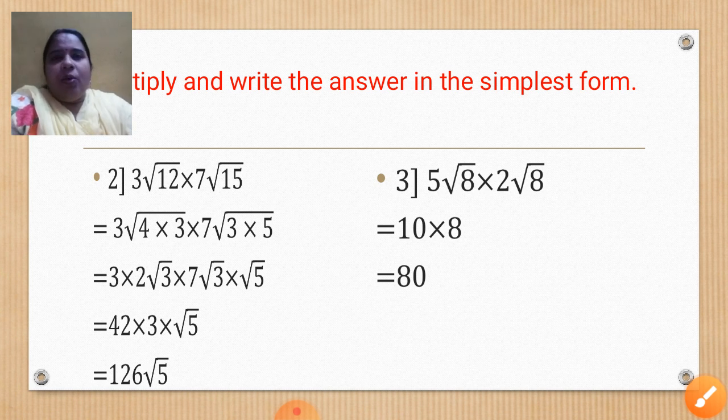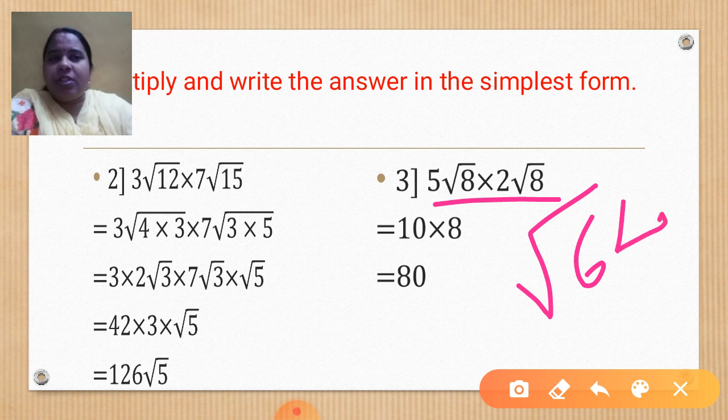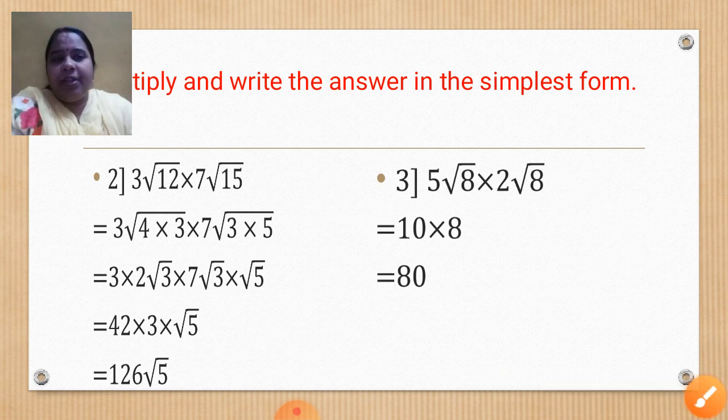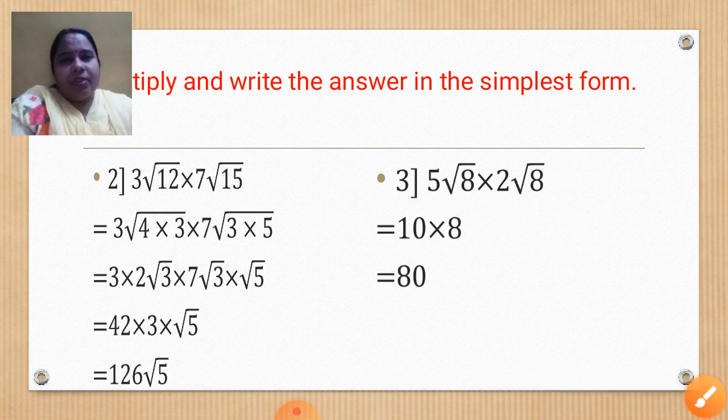Okay. Let's see the next question. It is 5 root 8 into 2 root 8. Just now I have told you, when the numbers are identical with the same order, see this is root 8 into root 8, that is nothing but root 64, which can be written as 8. Square root of 64 is nothing but 8. And see the integer part here in this sum, 5 and 2. So 5 2s is 10 and root 8 into root 8 is nothing but 8. So 10 into 8 is 80. Correct? So like this you can solve this sum.